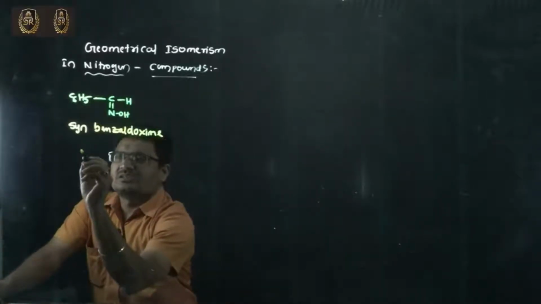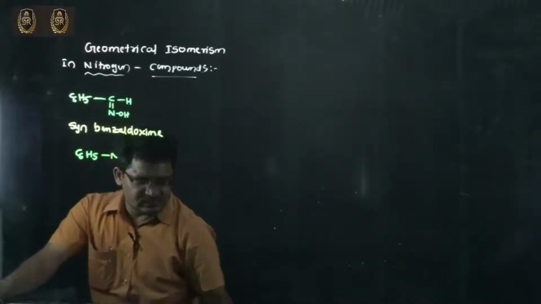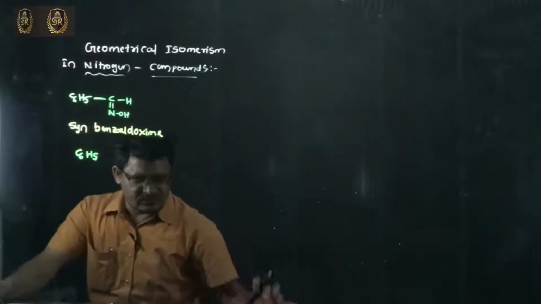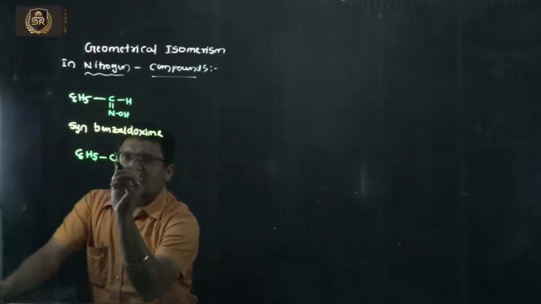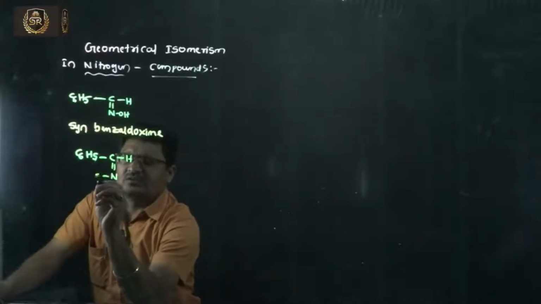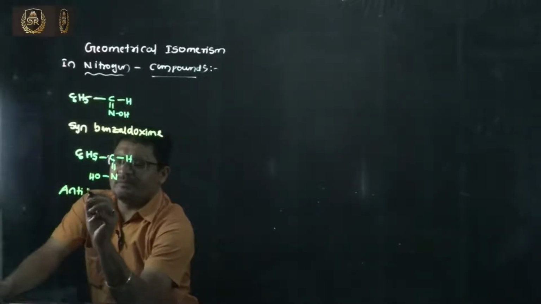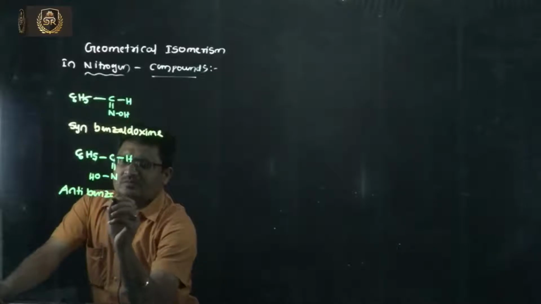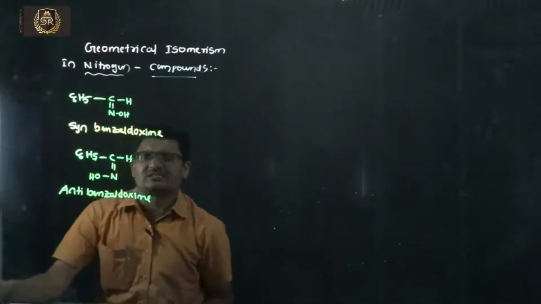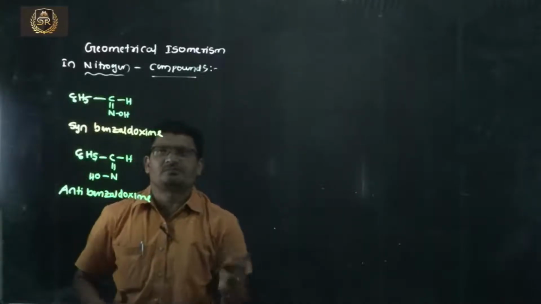See this one: C6H5, C, H, double bond, N, OH. These are called anti-benzaldoxime. That means OH and H are anti to each other. One more example for this one.